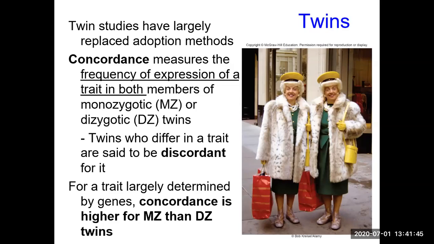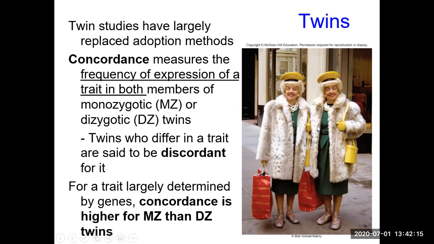Twin studies. Twins have always fascinated geneticists. Why? Because it gives them the option of seeing identical, semi-identical and fraternal twins, because you know how much of the genetic material is common between them. Now, two measures are used, two definitions: concordance and discordance. Concordance measures the frequency of expression of a particular trait in both members of a twin pair. It could be a monozygotic or a dizygotic twin.